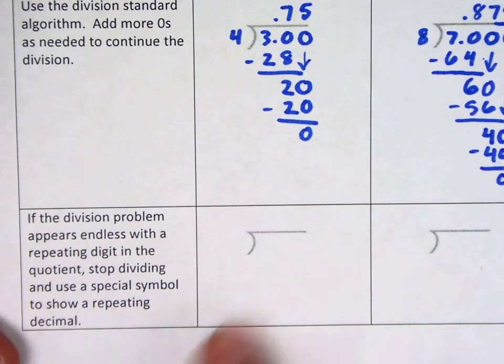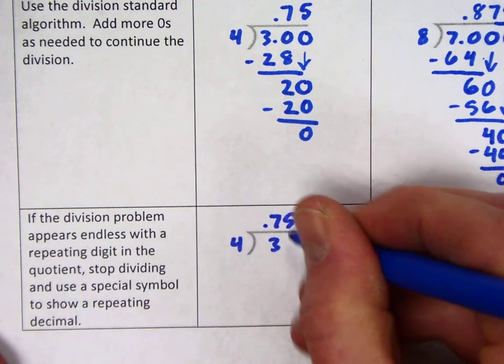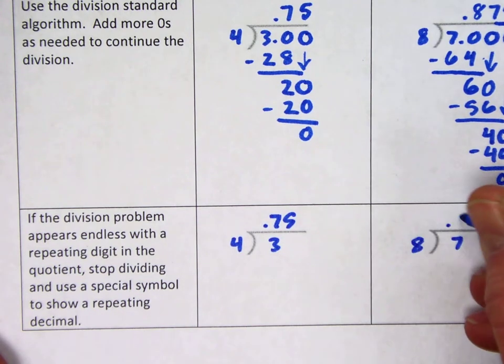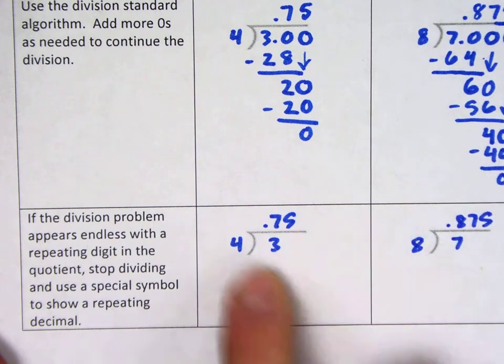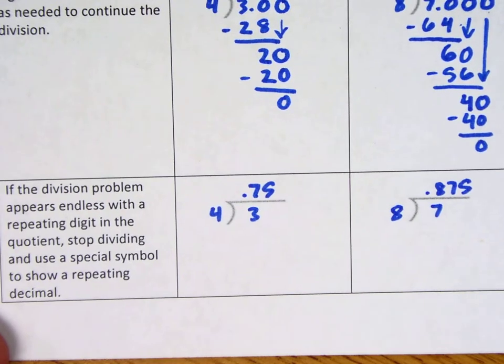So the last one down here, I just need to recopy this answer. 3 divided by 4 is 0.75. 7 divided by 8 is 0.875, and I don't have to worry about my decimals matching up or that sort of thing. However, there's an interesting thing that does sometimes happen.